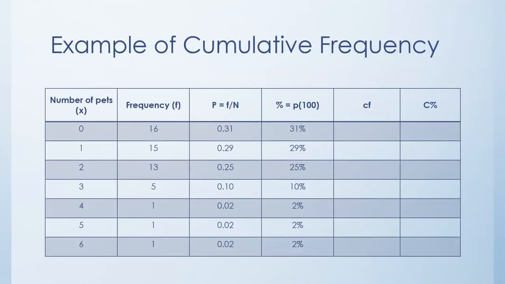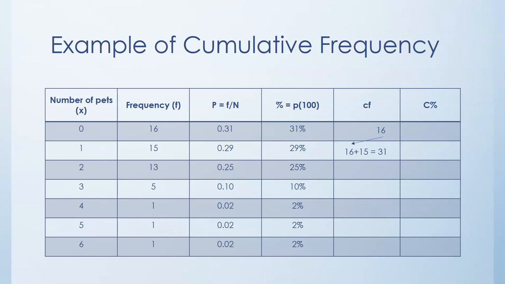I'm actually using the exact same frequency table we used in our previous example, the number of pets per household. To find our cumulative frequency, we're going to start with our lowest value, so that's 0 pets per household. And we had 16 households that had no pets. For the households with 1 pet, we're going to take that 16 and add the 15 to it, and we're going to say that there are 31 households that have either 1 or 0 pets.